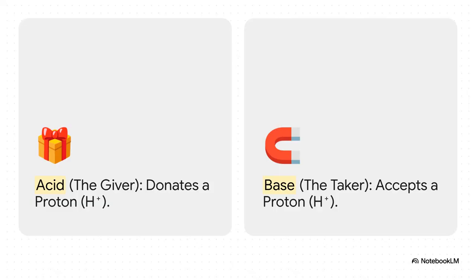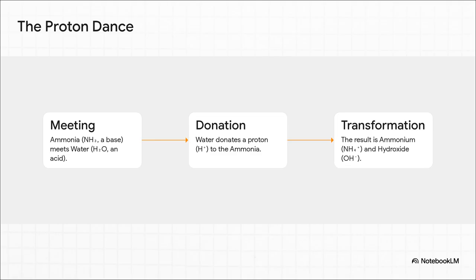So think of it this way. In this dance, you've got two main roles. You've got the acid, which is the generous giver, it's handing off its proton. And then you have the base, the taker, which is ready to accept it. You really can't have one without the other. Okay, so let's watch this happen in real time. Picture this. Ammonia, which is a common base, bumps into a water molecule. Now in this scenario, water actually plays the role of the acid. It donates one of its protons straight to the ammonia. The ammonia grabs it, and poof, they both transform into totally new things, ammonium and hydroxide. See? The proton just switched partners.